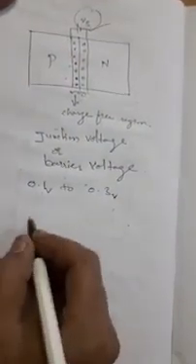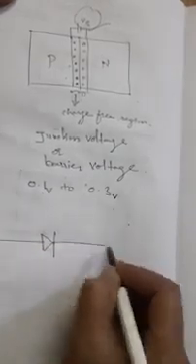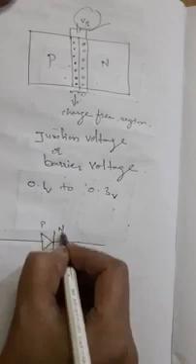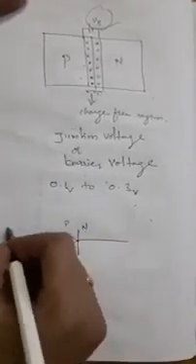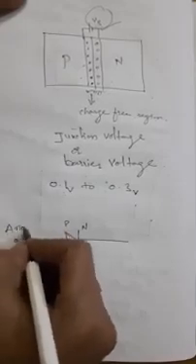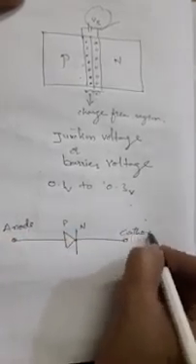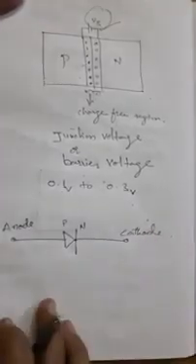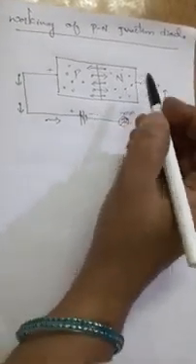The symbol of this junction diode can be represented like this. This is P and this is N, and this is known as the anode and this is the cathode. Okay. Now I am going to talk about the working of a PN junction diode.